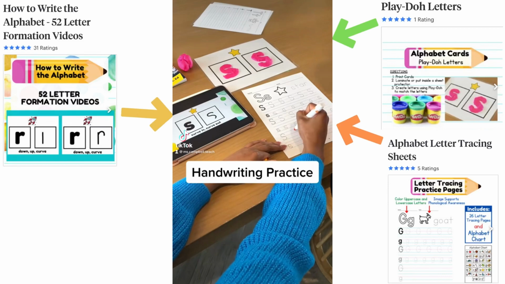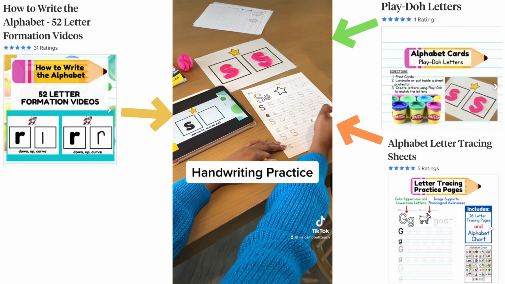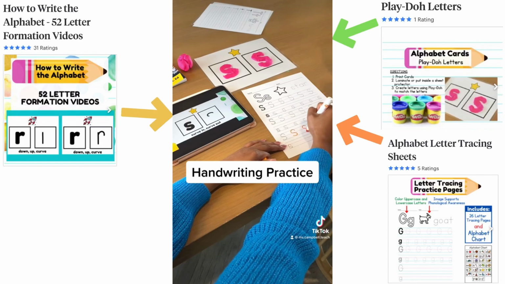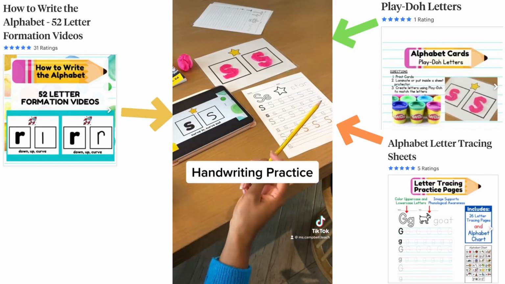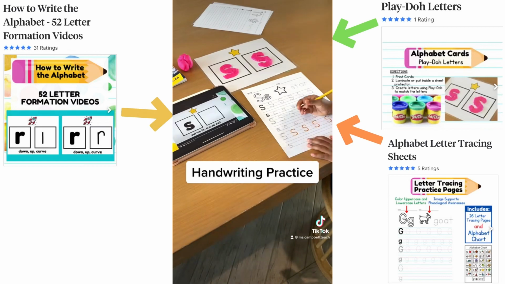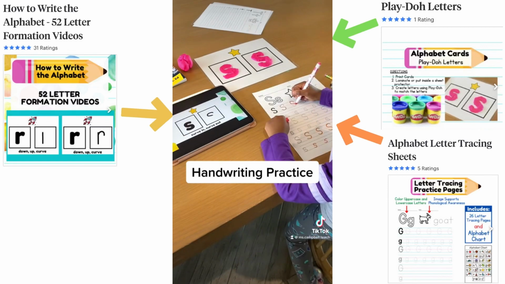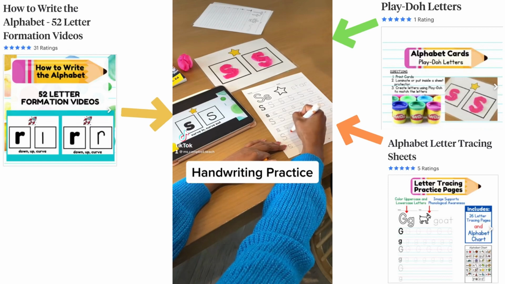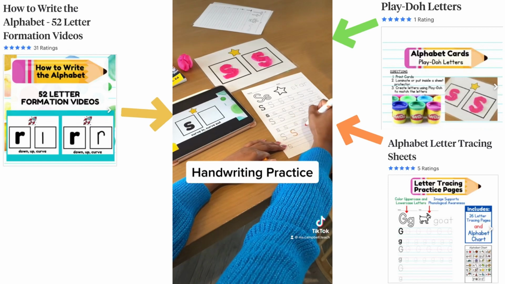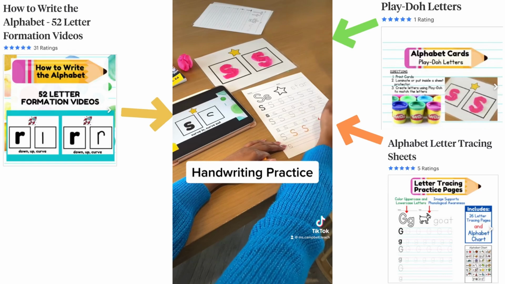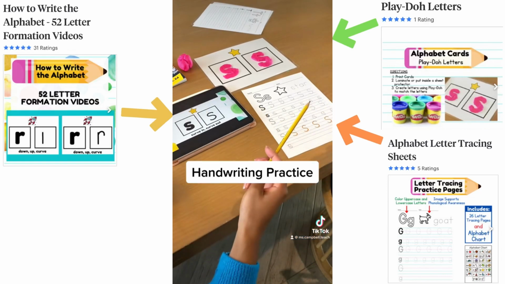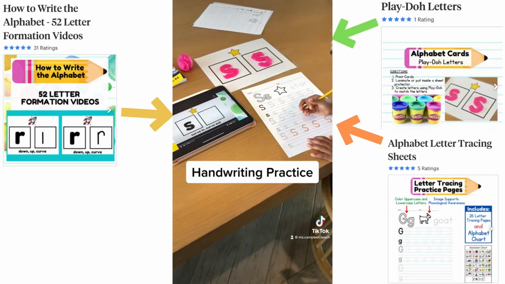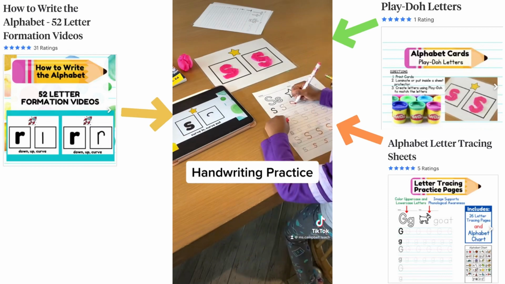This video demonstrates how you can actually feature more than one of your resources in one video. All of the products are related, and as you can see on the iPad, there is my 52-letter formation videos. It is featured on a Google Drive, so it makes it very accessible for everyone. The second resource that I featured are the Play-Doh letters, and this is a great way for students to have a hands-on activity while reinforcing their letters. The letter tracing practice pages is a great way for them to practice their handwriting.